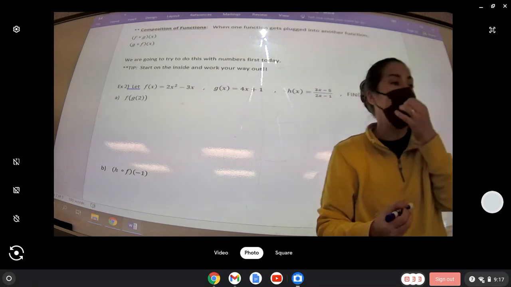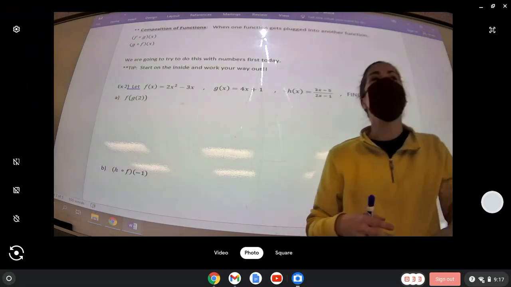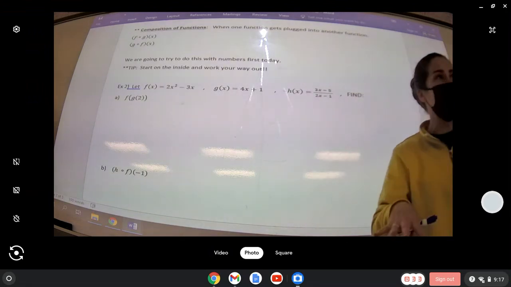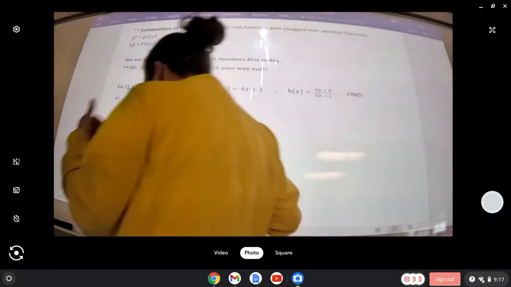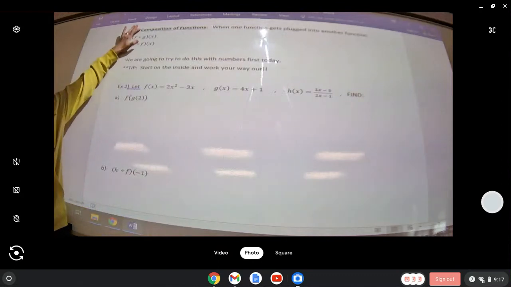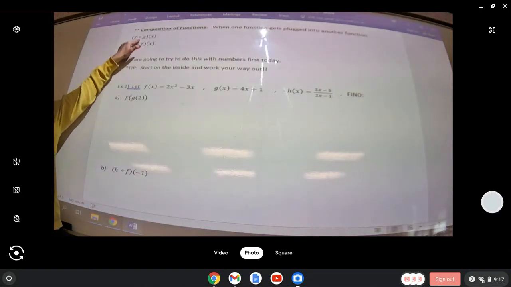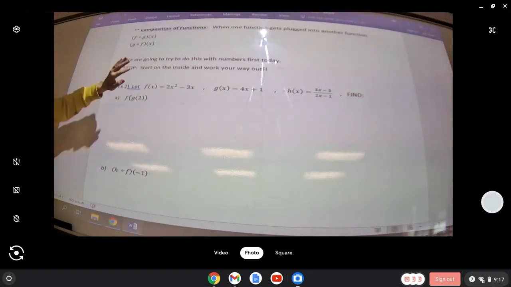So it can get pretty complicated when you're working in terms of x. I'm going to show you it with numbers today, then we'll go to the x's next week. All right, so the notation they're going to use for a composition, a lot of students call it fog. I get why they're calling it that, I do. And then some students mistake it.